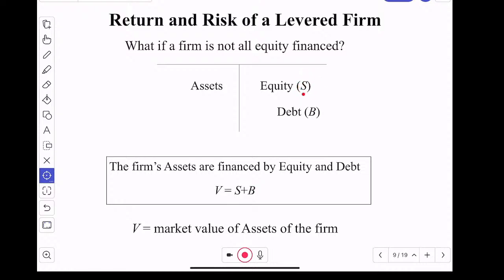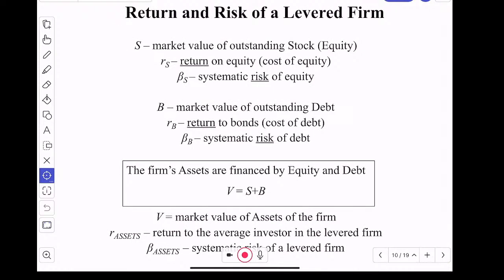So what's the value of equity? The value of equity is the value of stock outstanding. And the value of debt is the value of outstanding debt, or the value of bonds. So I'm going to spend a few pages here reviewing some of the terminology and discussing some of the players, or the stakeholders, and the symbols I'll use to refer to them.